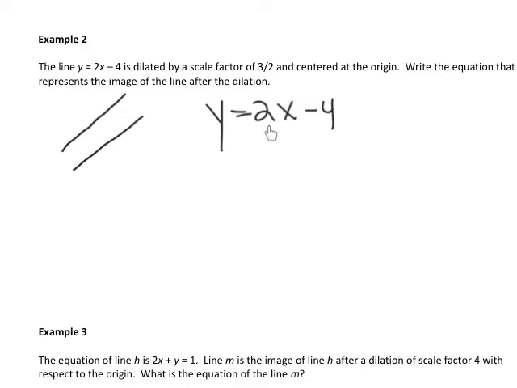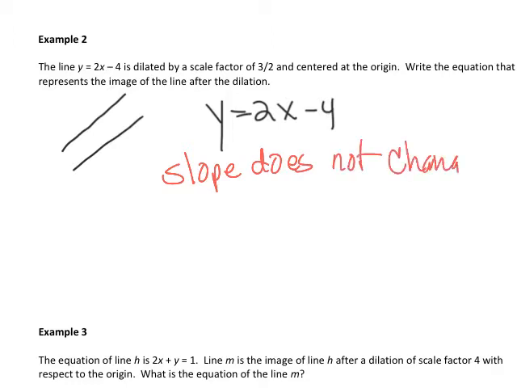So my original line equation is y equals 2x minus 4. Remember, the coefficient in front of the x is the slope. The constant term is the y-intercept. So when I dilate a line, the slope remains the same, but the y-intercept is going to change. The slope is like the angles that don't change, and the y-intercept is going to change depending on the scale factor. So the slope does not change. That's what you have to remember. The only thing that dilates is the y-intercept.